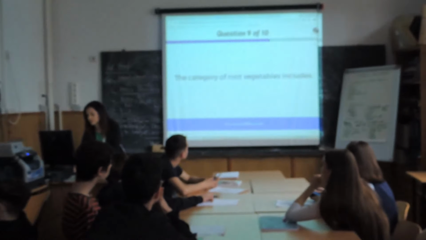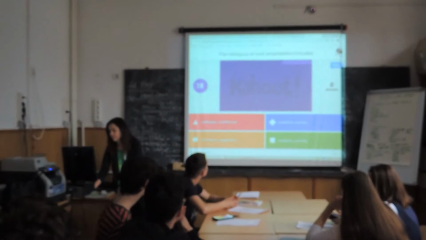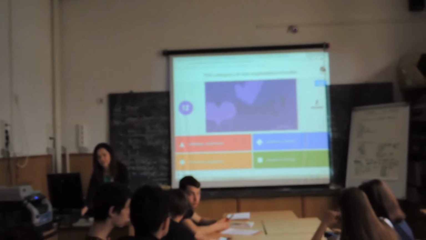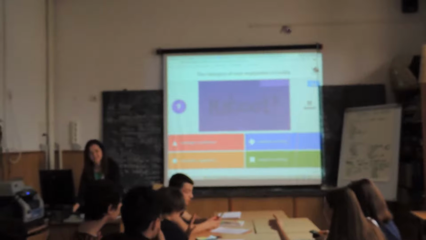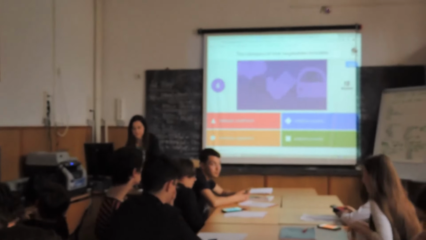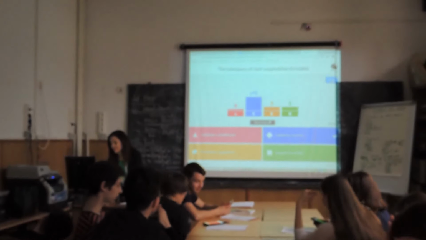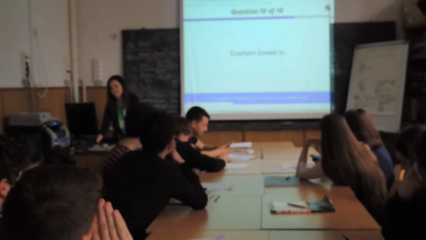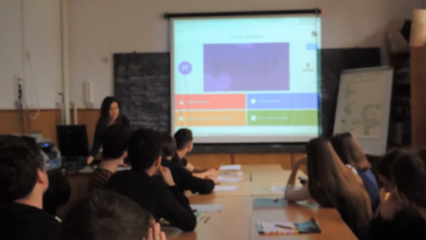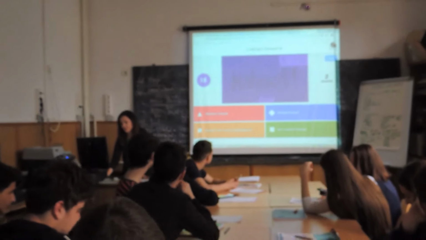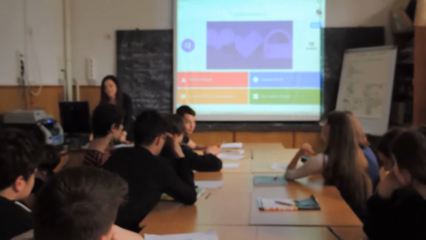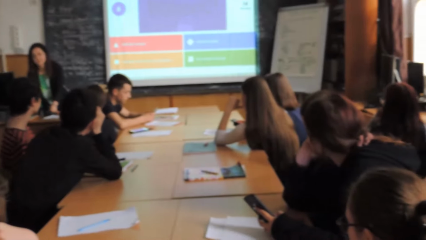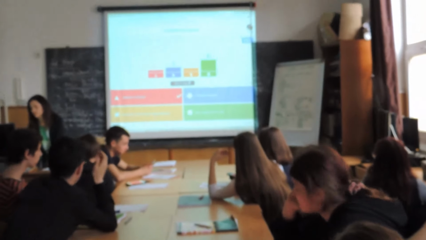The category of root vegetables includes root, as we have a root that we eat. Blue one. Good. Now, Graham is the one who invented it more than a century ago. What kind of bread is that? Yeah, you don't know that because you all prefer white bread.